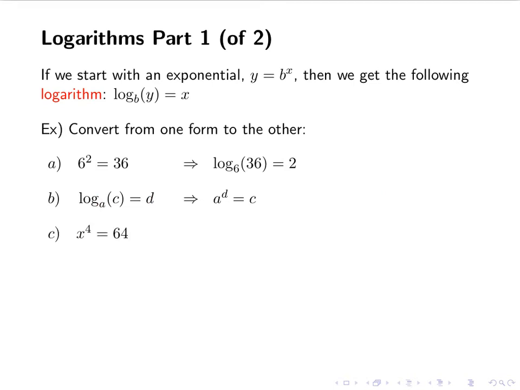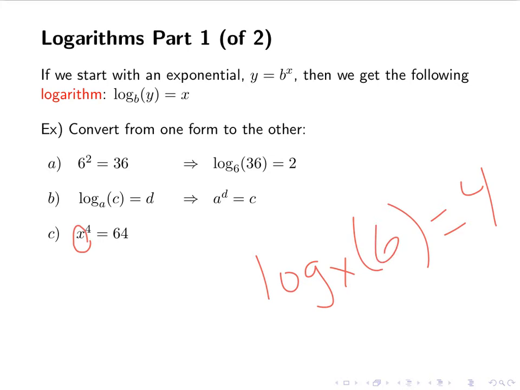X to the 4th equals 64. Again, I'm going to start with what is my base, which is x. My log equals the exponent, which is 4. And then what the exponential equals goes inside the log, where you're switching the two around.